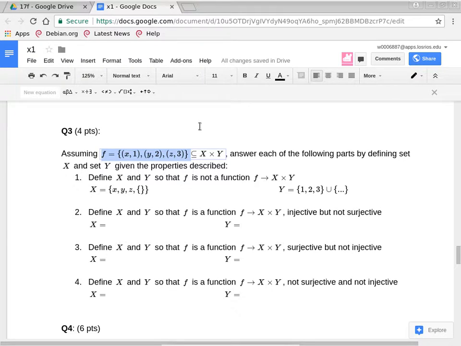It looks like a function to me. It can be, but it doesn't have to be. If X is equal to x, y, z, and Y equals 1, 2, 3, then it would be a function, right? That is correct. But if uppercase X is exactly lowercase x, y, and z, then we know F is a function. Otherwise it depends on how I define X and Y; we just don't understand what other properties are associated with this function.